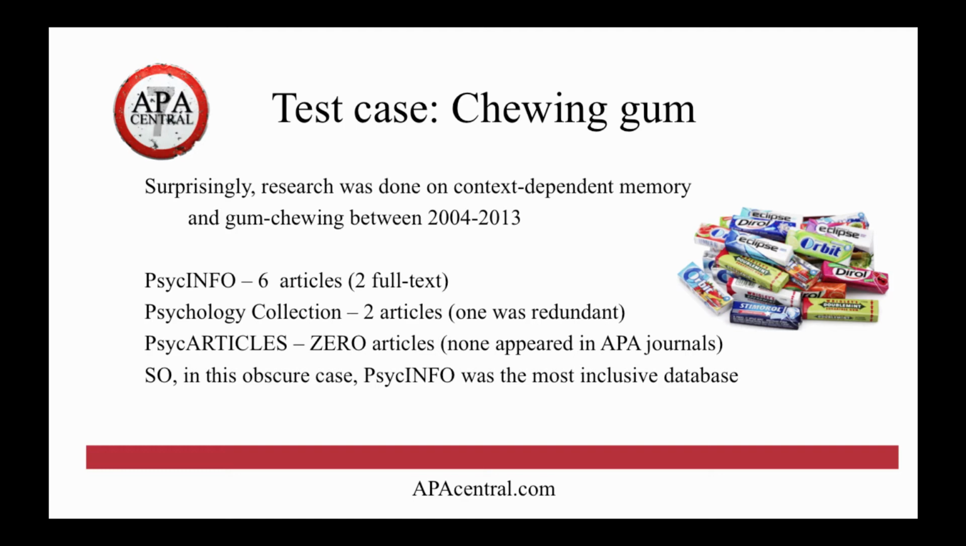So in PsycINFO, I found 6 articles, 2 which were full text. In Psych Collection by Gale, I found 2 articles, one which was redundant with PsycINFO. And PsycARTICLES found 0 articles because none had appeared in APA journals. So as I said earlier, PsycINFO is more exhaustive than PsycARTICLES. So in this obscure case, PsycINFO was the most inclusive database.